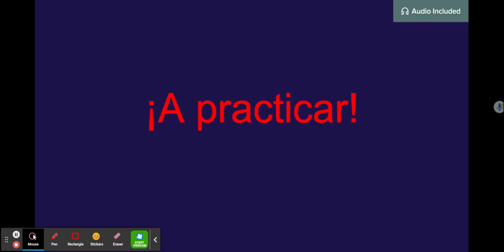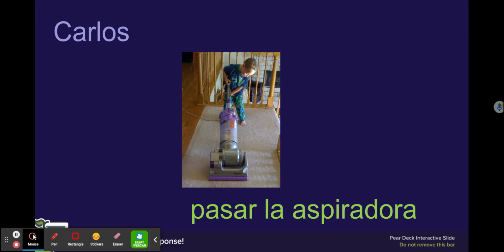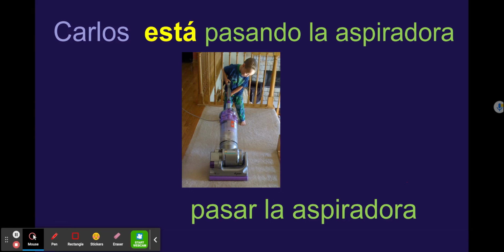Okay, get out some paper and try to write these sentences. Use Carlos, and then pasar la aspiradora is going to go into the present progressive form. So don't forget, you're going to use a form of estar to match Carlos, and then you're going to use pasar in the present progressive form, and then follow it with la aspiradora. You're going to pause after each slide has changed, write down your answer, and then check it. Carlos está pasando la aspiradora is the answer.